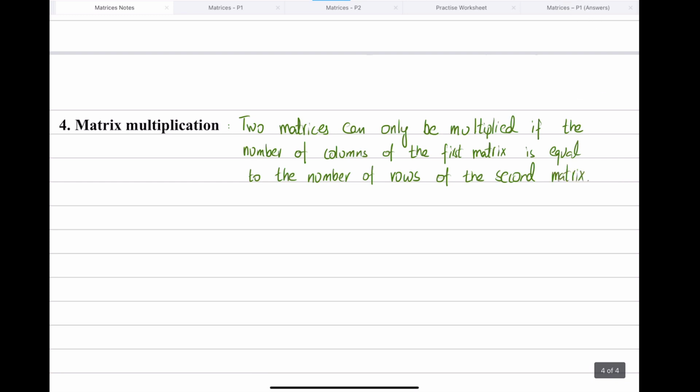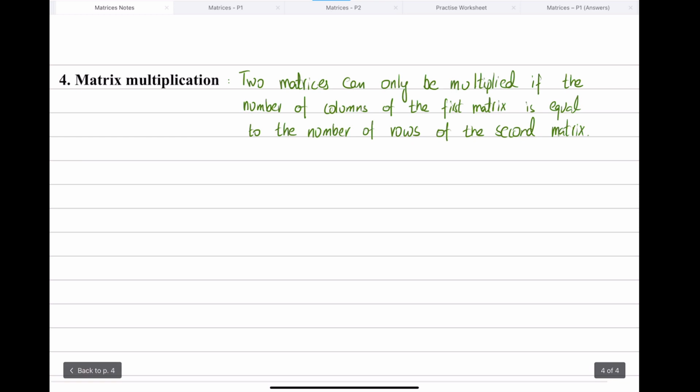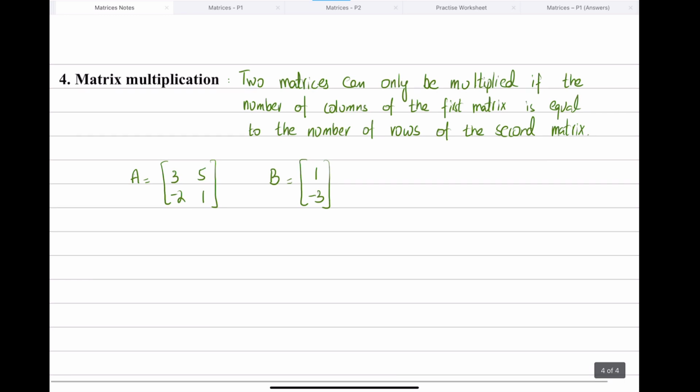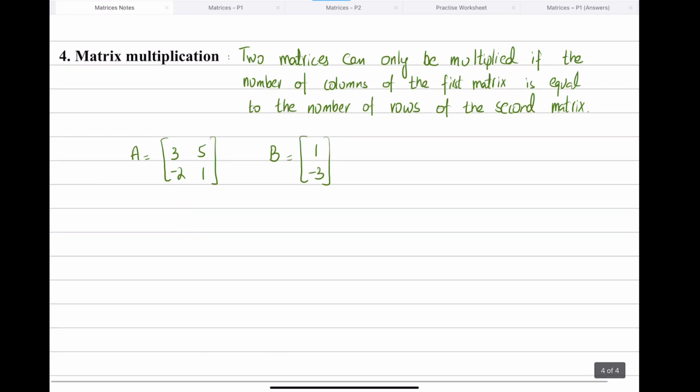Okay. Now, what does that mean? So let's say you have a matrix A over here, which is 3, 5, minus 2, and 1. Okay. And let's say you have B, which is 1 and minus 3. Okay. Now let's say I want to multiply these two matrices. And make a note of one thing. Remember one thing. In matrix multiplication, AB is not the same as BA.